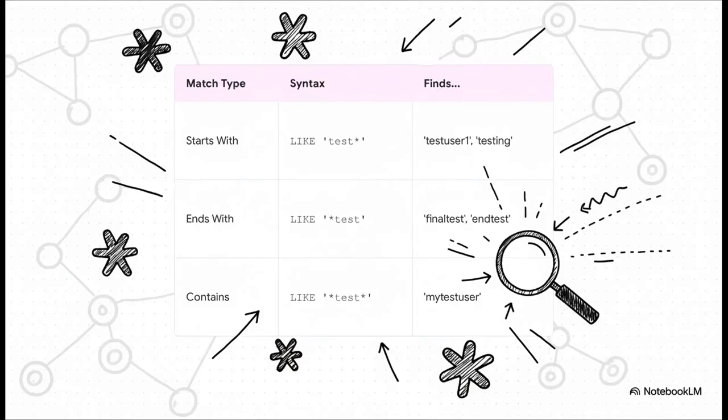The secret here is the wildcard, that little asterisk symbol. When you pair it with the like operator, where you put that asterisk tells the system exactly what to do. So test asterisk finds anything that starts with test. Asterisk test asterisk finds anything that contains the word test anywhere inside it. This is an absolutely essential tool for flexible searching.